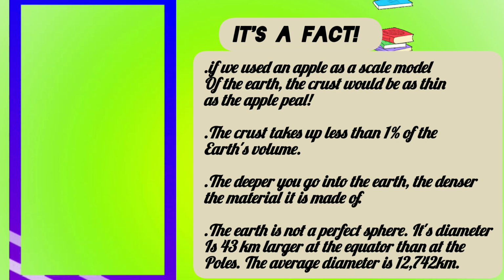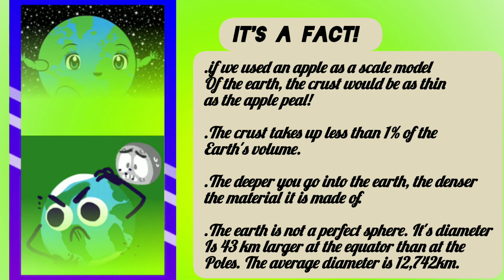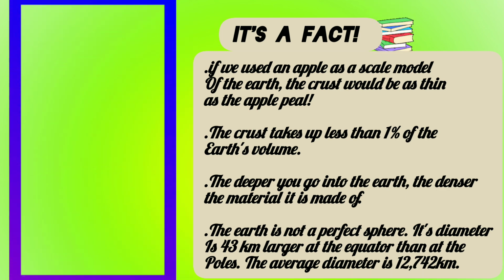Point 4, the earth is not a perfect sphere. Its diameter is 43 km larger at the equator than at the poles. The average diameter is 12,742 km. So now let's move further.